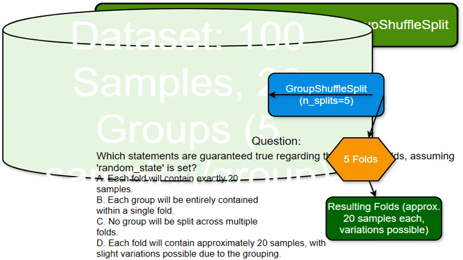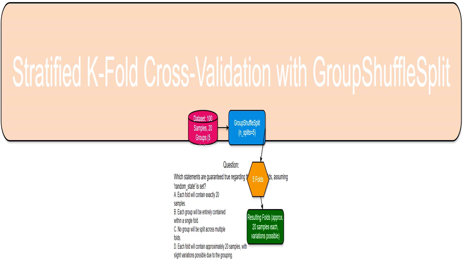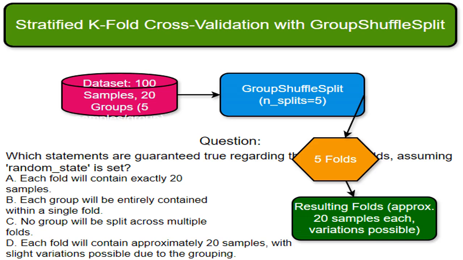I am using a special technique called GroupShuffleSplit from Scikit-learn. This clever method helps me split my data into 5 different folds for cross-validation. The crucial part is that it keeps all the data points within each group together in one fold. I am performing k-fold cross-validation.